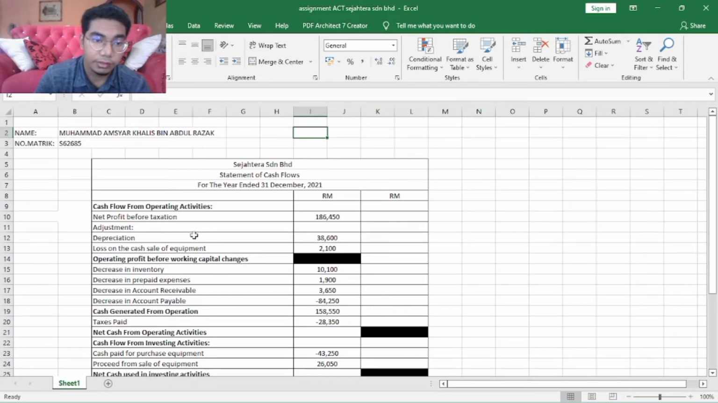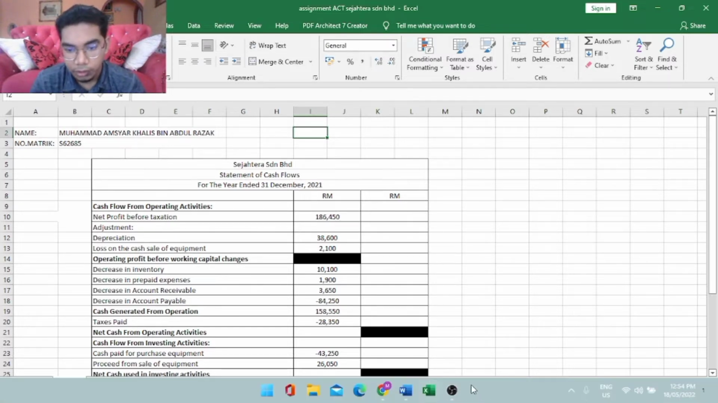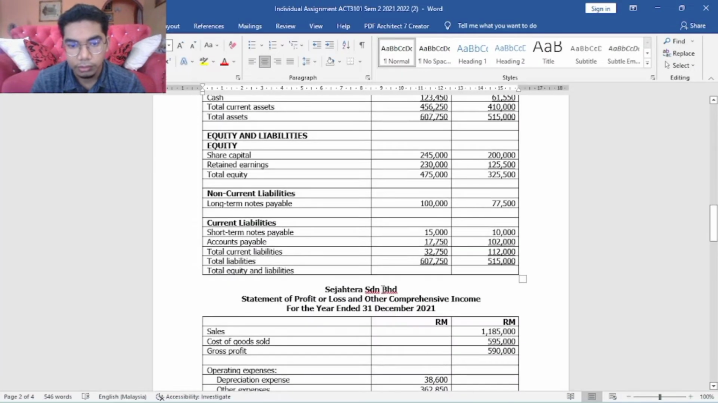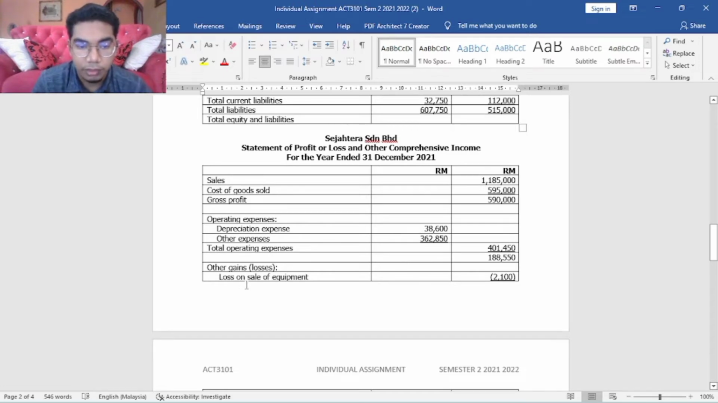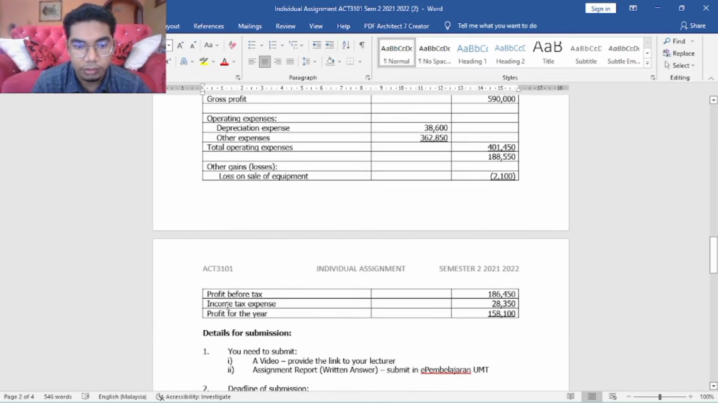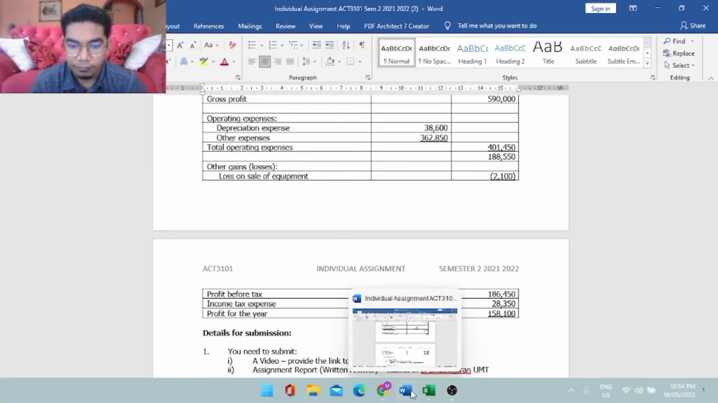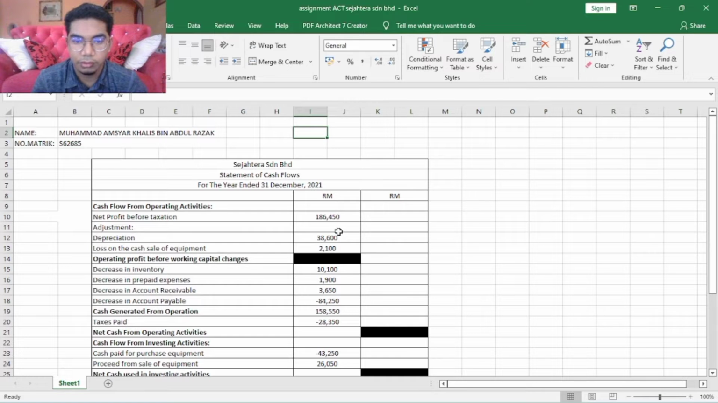So the first, operating activities, we have net profit before taxation, depreciation, and loss on the cash sale of equipment. So how do I get the amount of net profit before taxation? I get it from the statement of profit or loss and other comprehensive income. We take the profit before tax, 1,864.50, and we put it in the left column like this.